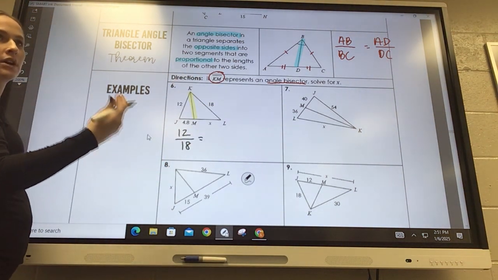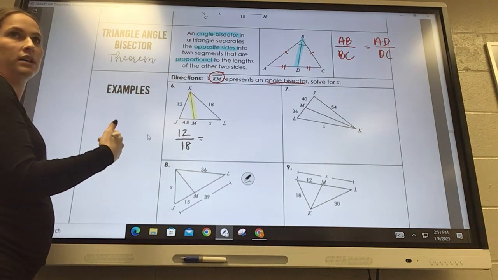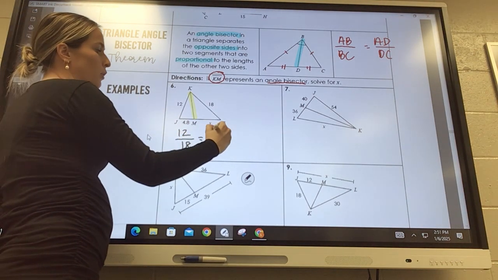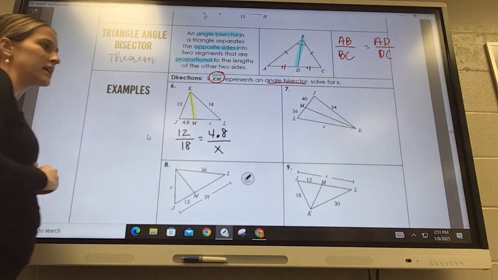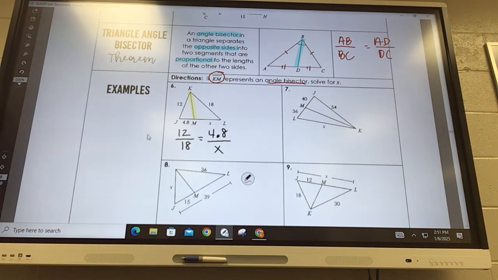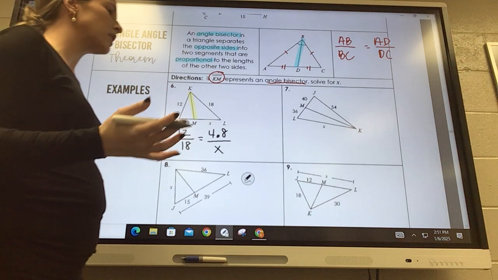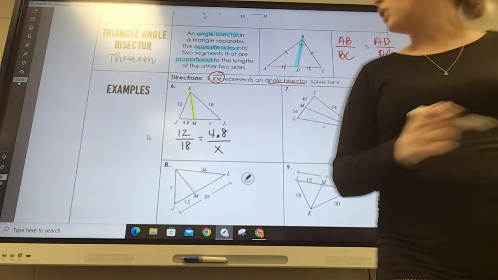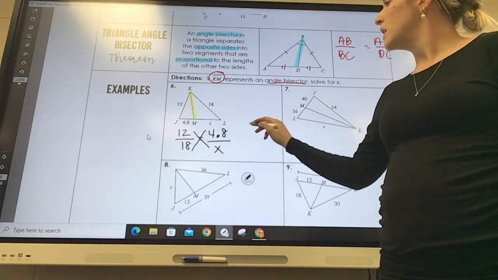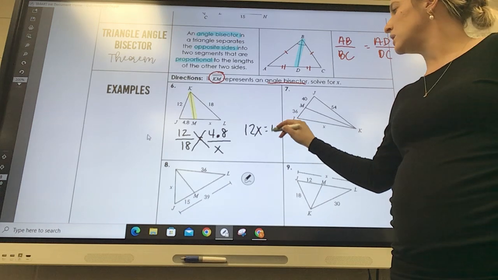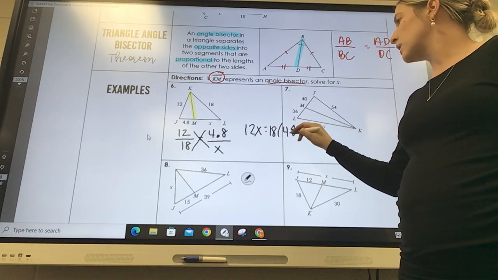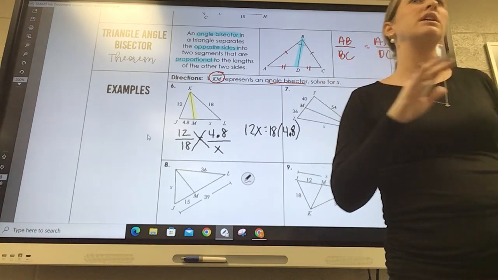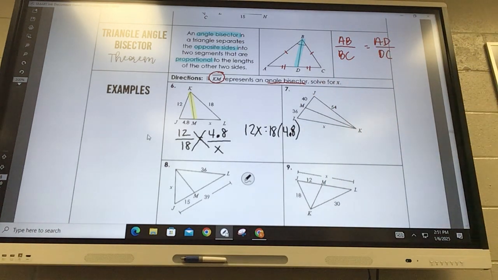So now I'm going to go left to right again. What goes on the top? 4.8, and then what goes on the bottom? X. Like I said, there's other ways. You didn't have to start with the 12 on top. If you started with a different number on top, as long as when you cross multiply you end up with 12x equals 18 times 4.8, you did it correctly and your proportion is fine. All right? Go ahead and solve that. Use your calculator.